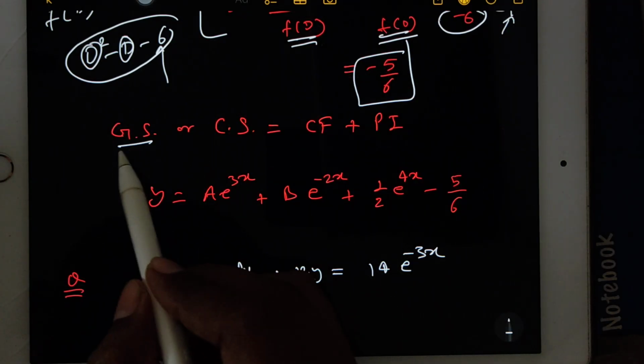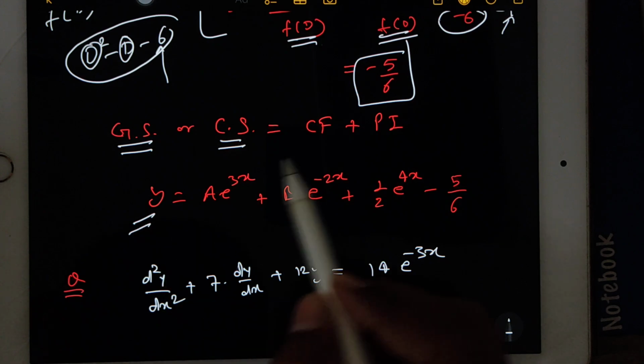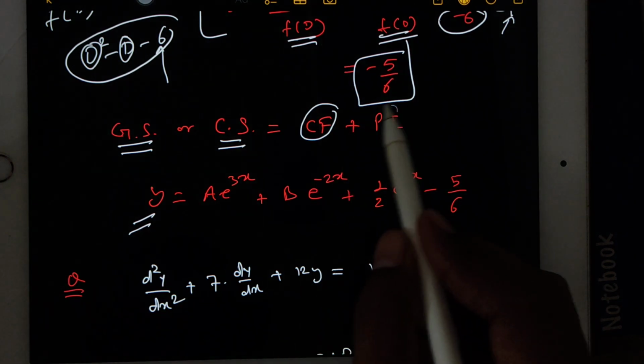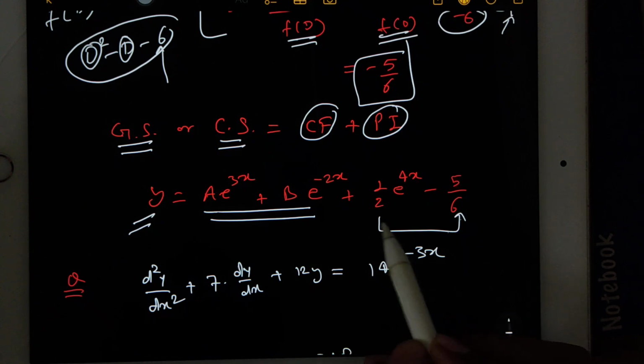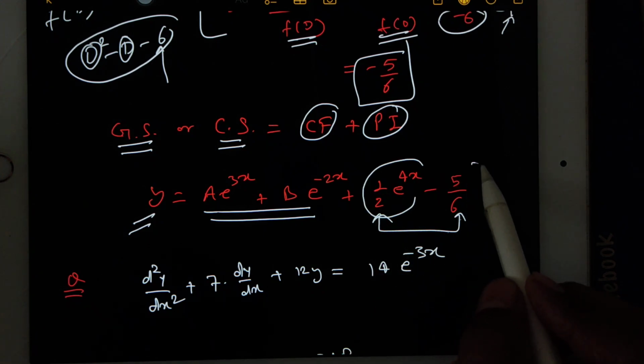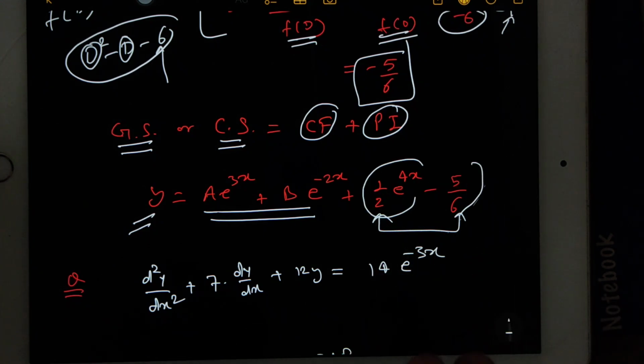So your general solution, or complete solution, or y is equal to the sum of CF and PI. CF you calculated separately, plus PI you have 2 parts. This is your PI1 and this is your PI2. So you got the final answer.